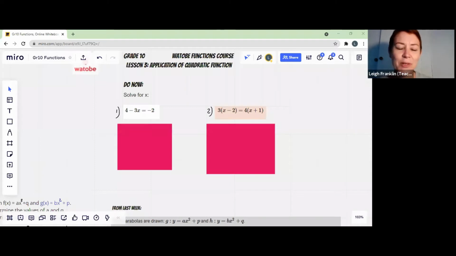Hi, grade 10s. Welcome back to our third lesson on functions. Today, we're going to be talking about the application of the quadratic function. So we're going to look at some exam type questions.